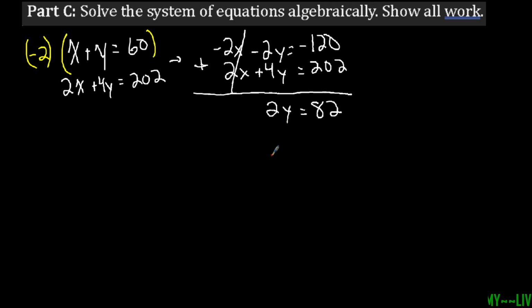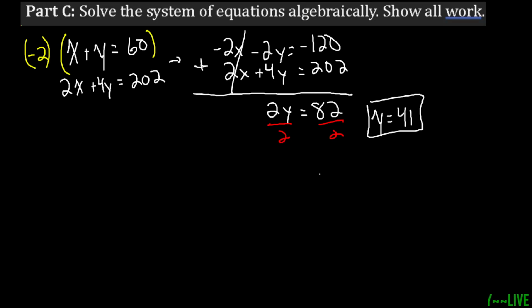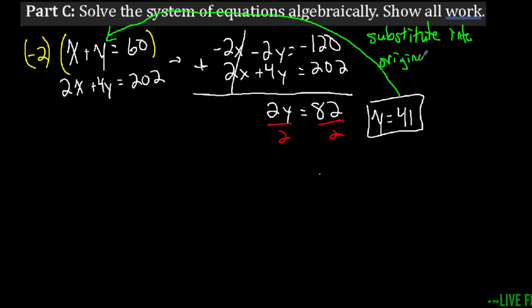So I use inverse operation to get y by itself. I divide both sides by 2, and y equals 41, which we already knew. But now we're going to substitute this back into our original equation. Let me check, make sure that still is good. Okay, let's take this and substitute it into our first original equation.